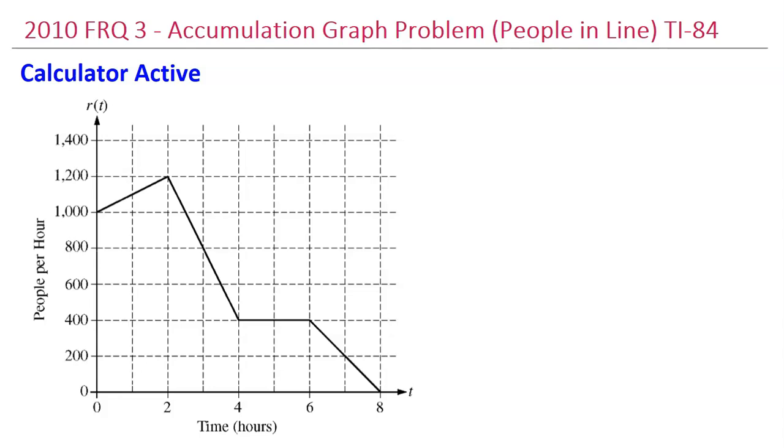In this video, I will walk you through free response question number 3 from the 2010 AP Calculus exam. This is an accumulation problem about people waiting in a line. It's based on this graph of the rate at which people enter the line. This is a calculator active problem. However, we don't really need the calculator to solve the problem.